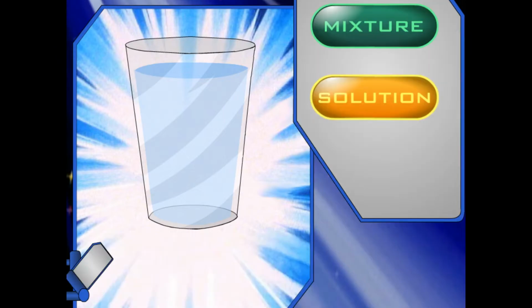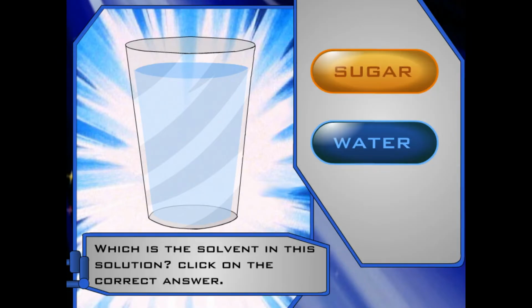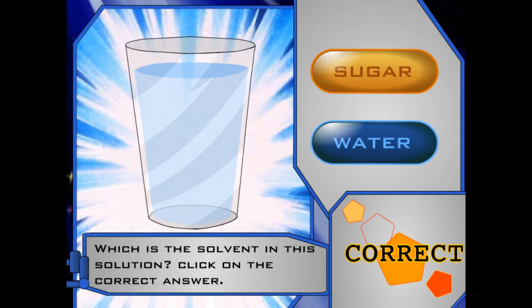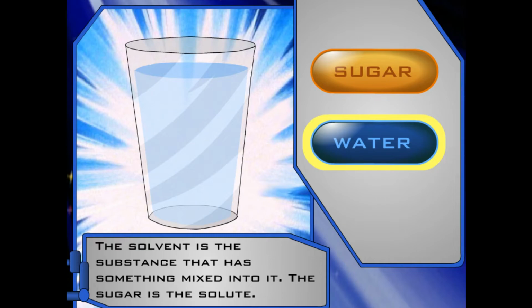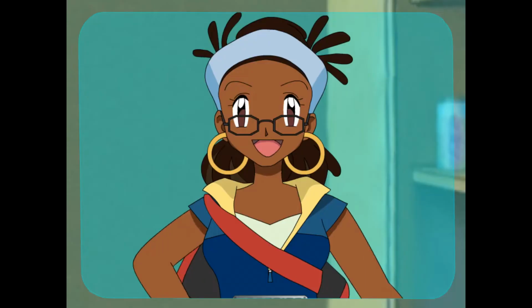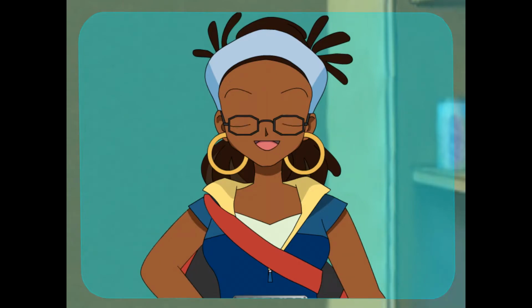That's a solution. Which is the solvent in this solution? Click on the correct answer. Excellent! The solvent is the substance that has something mixed into it. The sugar is the solute. Now let's test this solution out.